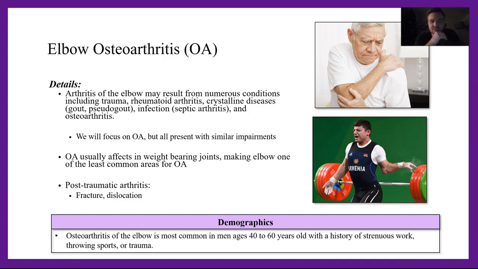OA usually affects big weight-bearing joints. You think of the knee, the hip, the ankle, the spine even. And in the elbow, it's one of the least common areas for OA. But if you've had a fracture or a dislocation, you're at more risk for elbow osteoarthritis from post-traumatic reasons. So osteoarthritis of the elbow is most common in men aged 40 to 60 with history of strenuous work, throwing sports, or trauma.